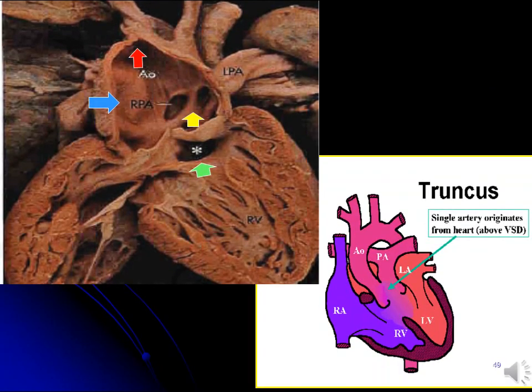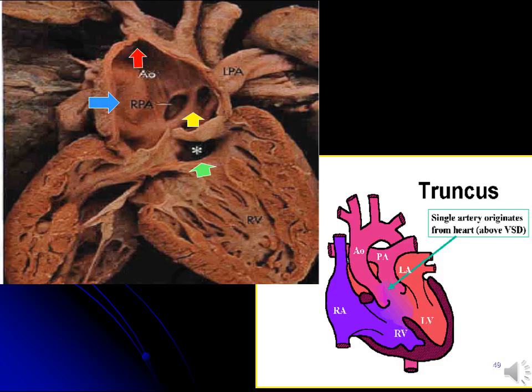This is a composite gross and schematic picture of truncus arteriosus. In truncus arteriosus, there is a failure of separation of the embryogenic great vessels into the aorta and the pulmonary artery. There is a single artery that originates from the heart above a ventricular septal defect. This single artery is known as truncus arteriosus.